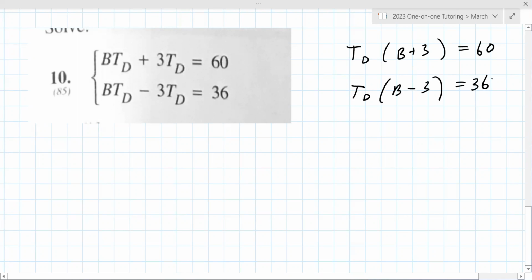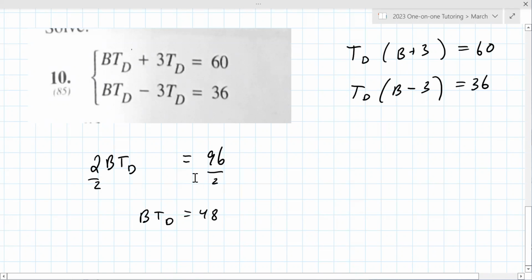If you were to divide the equations, which you can do, the TD cancels and you can get B. That's one way to do it. Another way is to add them vertically. What do you see? If we add them vertically, it becomes 2B TD equals 96. Okay. And if you divide by 2, you get BTD equals 48.